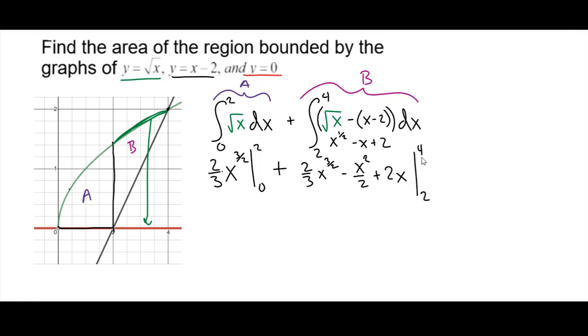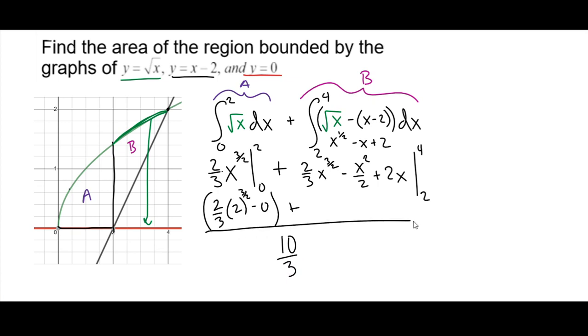I think my video is running a little bit long, so I'm just going to let you guys do the calculations for that. If you plugged in 2 minus 0 over here, it'll look something like this. It'll be 2 over 3 times 2 to the 3/2 minus 0, plus over here, that's going to be a mess. You're going to plug that all in. And when you do the calculations, it should come out to be 10 over 3. I'll leave that up to you to check if that is correct or not. Let me know if I messed up somewhere.